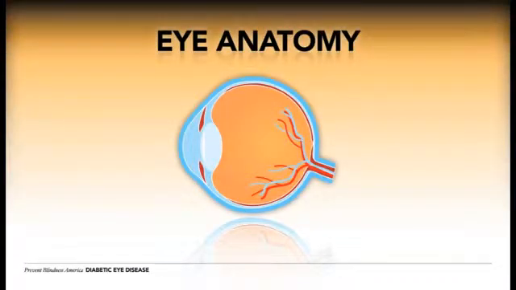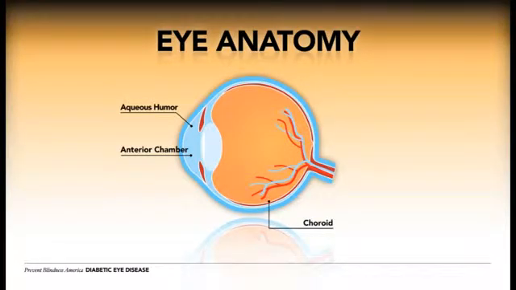Let's review the parts of the eye. Anterior chamber, the space in front portion of the eye between the cornea and the iris and lens, which is filled with aqueous humor. The aqueous humor is a clear watery fluid that fills the front part of the eye between the cornea, lens, and iris.